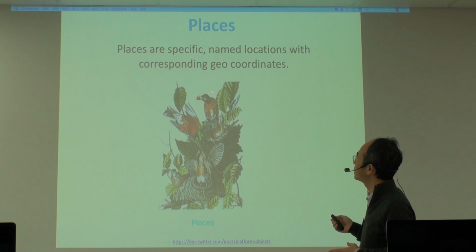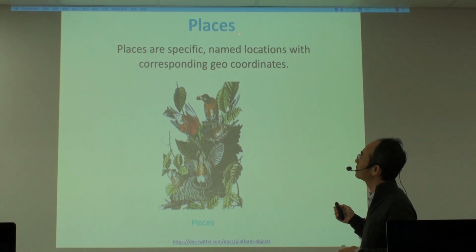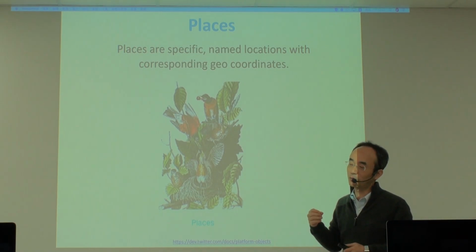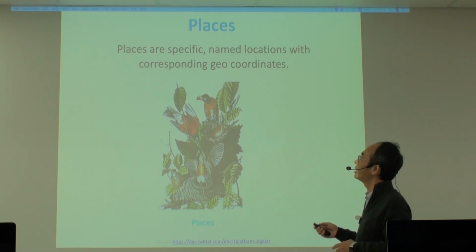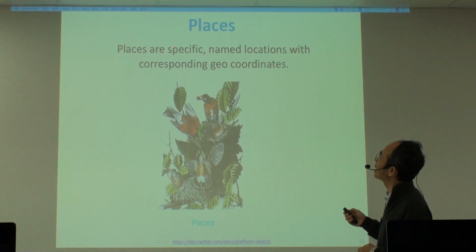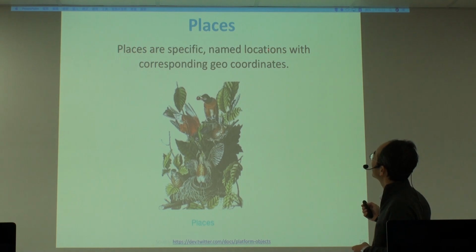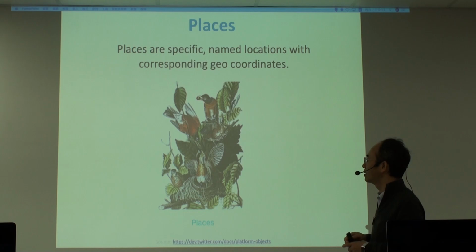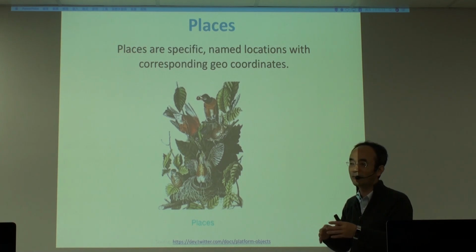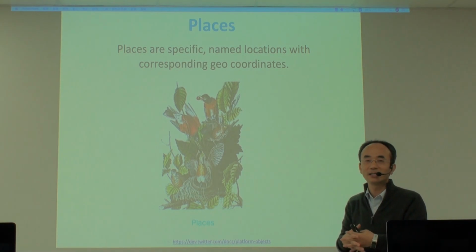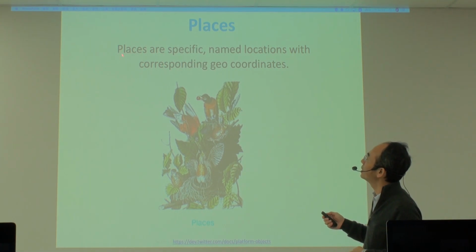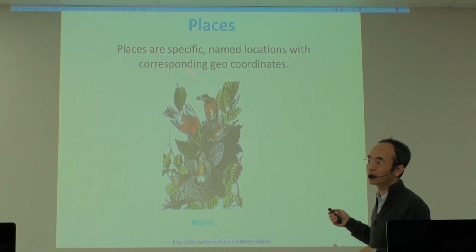The final important object is places. Places means that if you would like to conduct some research about geospaces or geolocations, you can use places. Places are spatial named locations with corresponding geo-coordinates. So if you would like to find some city information, some attractions or sceneries, you can use places information from Twitter.